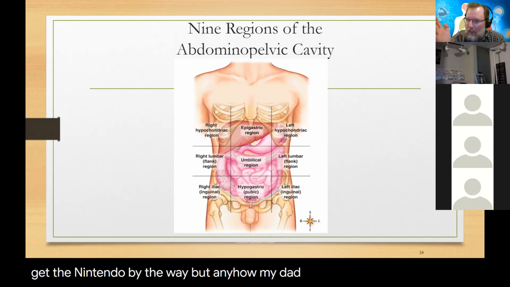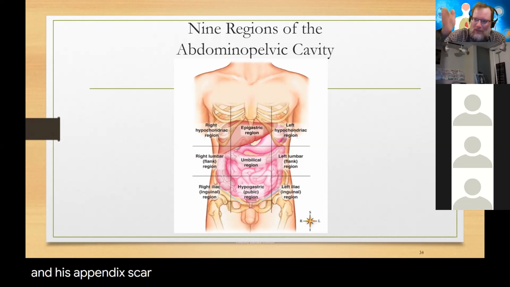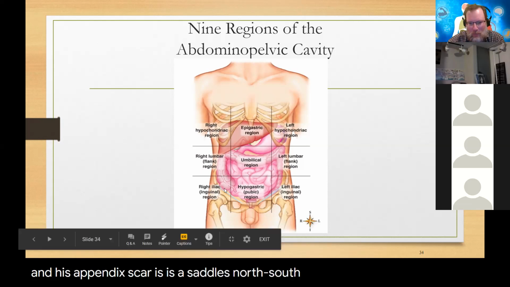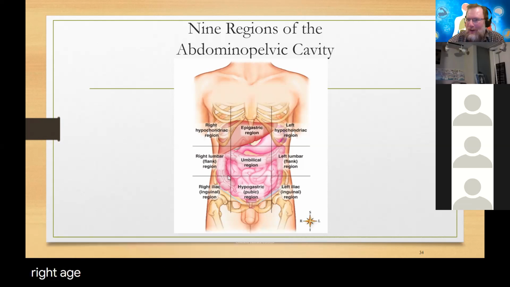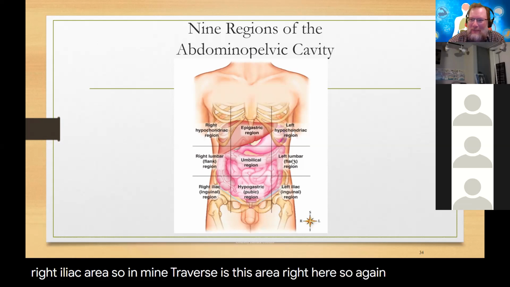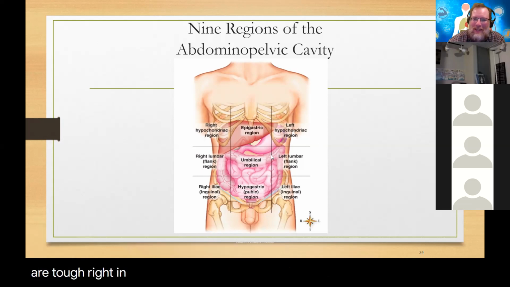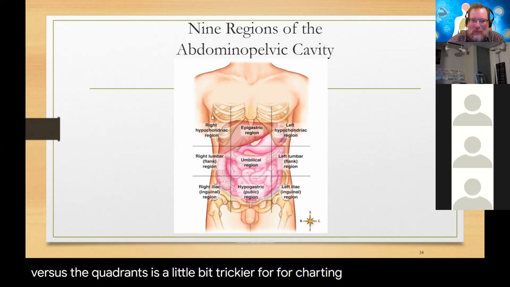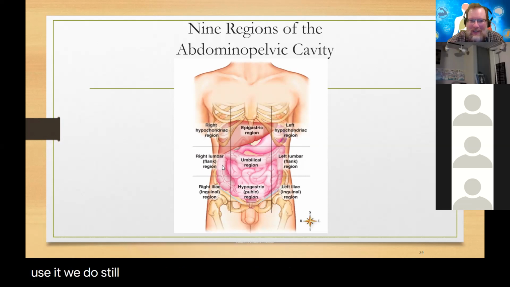my dad had his appendix out in 1963, and his appendix scar is sagittal, north south, and his is way over here in the right iliac area. And mine traverses this area right here. So again, absolutes are tough, right? In medicine, that's why this regional one versus the quadrants is a little bit trickier for charting, certainly. But we do still use it. We do still see it.